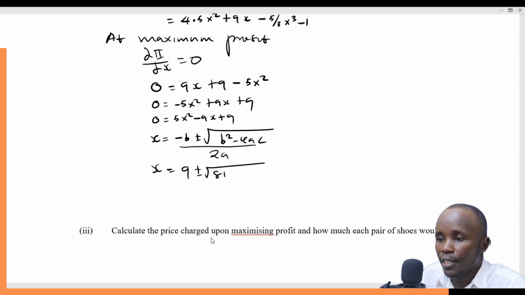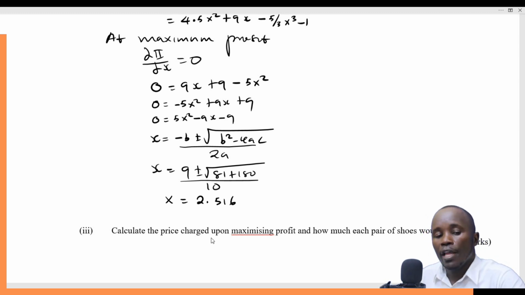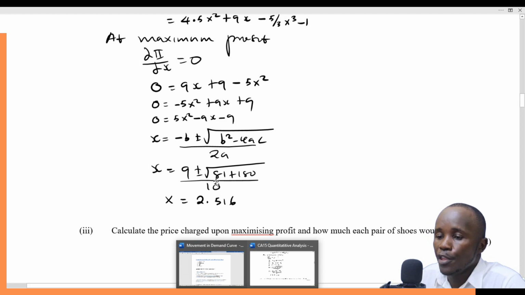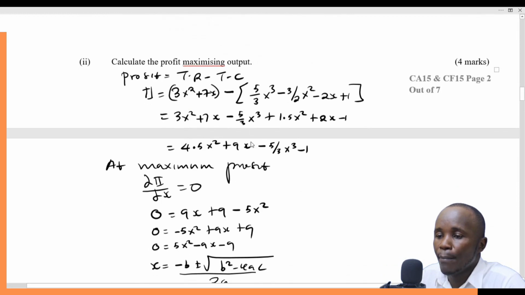What do you get? Here, this should also be minus. Divided by negative, or this is negative. So this is negative 4 times 5, 20. Negative 20 times negative 9, this will be plus 180, divided by 2a, which is 10. So you're going to find that your x is equal to 2.516. Now, this is the units that is required so that you can maximize profit.